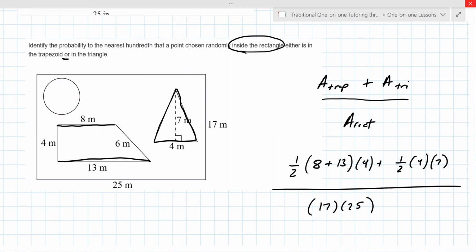Okay. You have a final answer for me? Yes, I get 0.13. Perfect. Okay, very good.